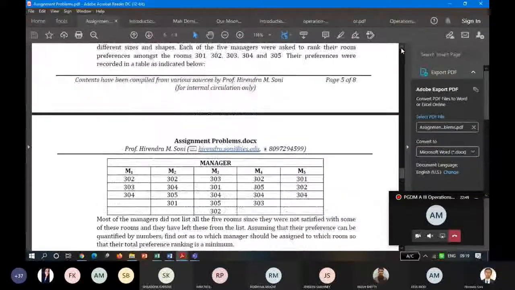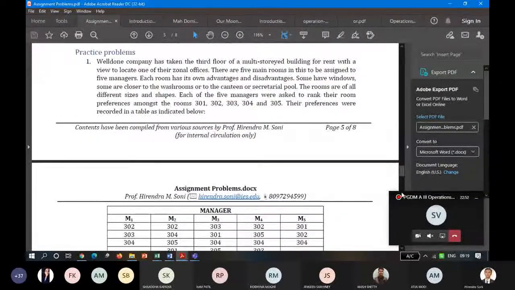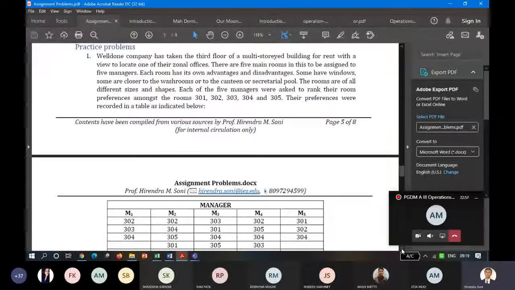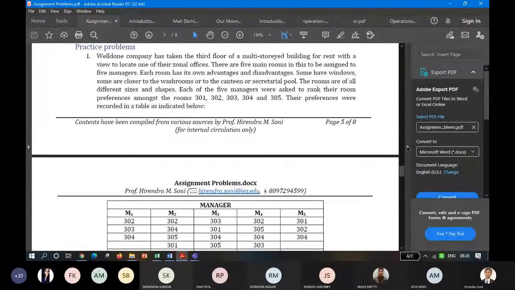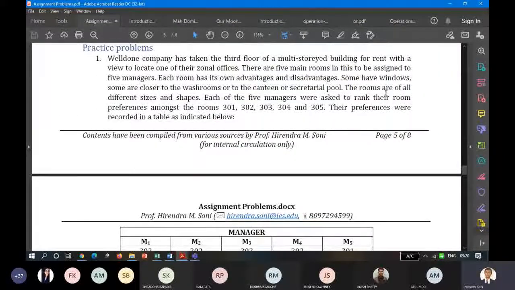This one. This question says, Weldon Company has taken the third floor of a multi-storied building for rent with a view to locate one of their zonal offices. There are 5 main rooms in this to be assigned to 5 managers. Each room has its own advantages and disadvantages. Some have windows, some are closer to the washrooms or to the canteen or secretarial pool. The rooms are of all different sizes and shapes.